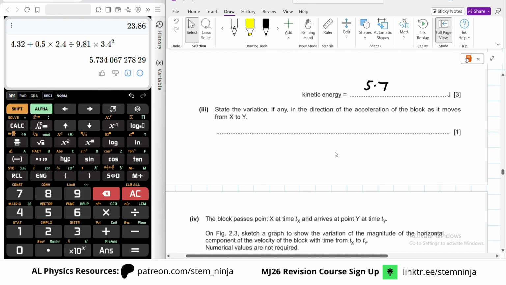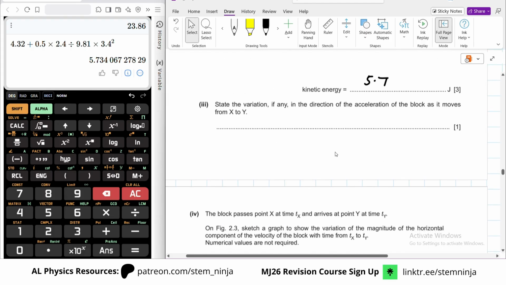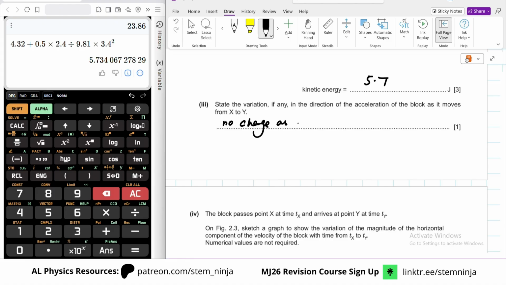State the variation, if any, in the direction of the acceleration of the block as it moves from X to Y. No change as the acceleration acts downwards, as the direction of acceleration is due to weight or gravity.